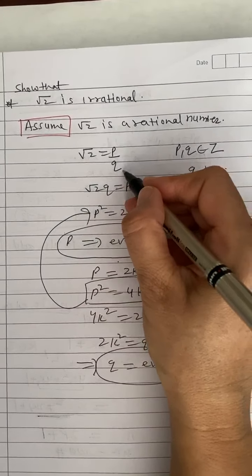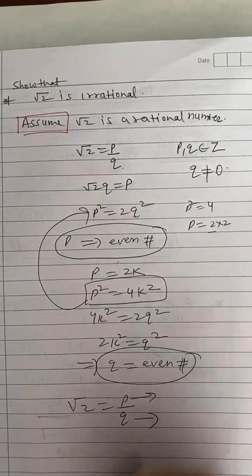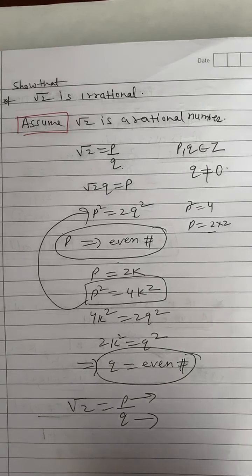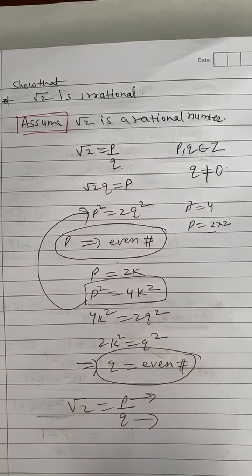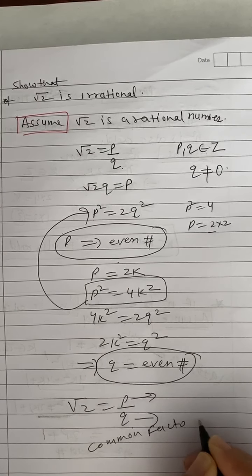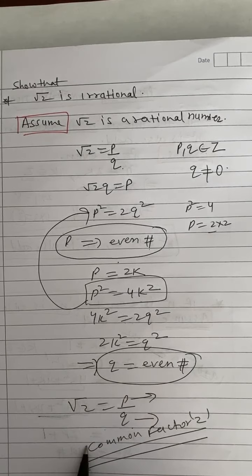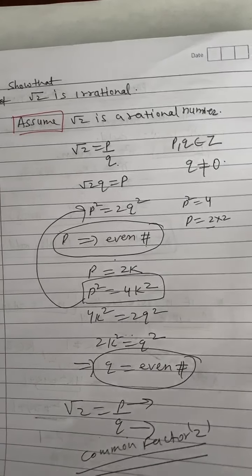So p over q, because the square root of 2 was p divided by q, and both are even, which means 2 is a common factor, and therefore it cannot be a rational number. It has to be an irrational number. So again, by contradiction, because the common factor in this case was 2, it cannot be a rational number; it will be an irrational number here.